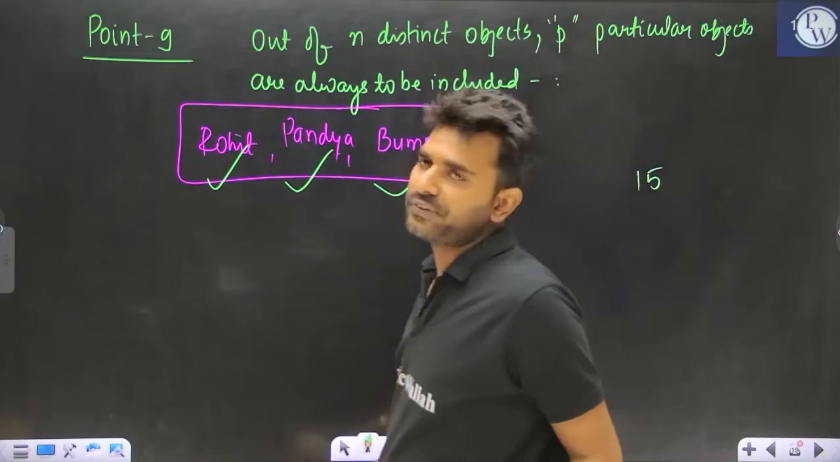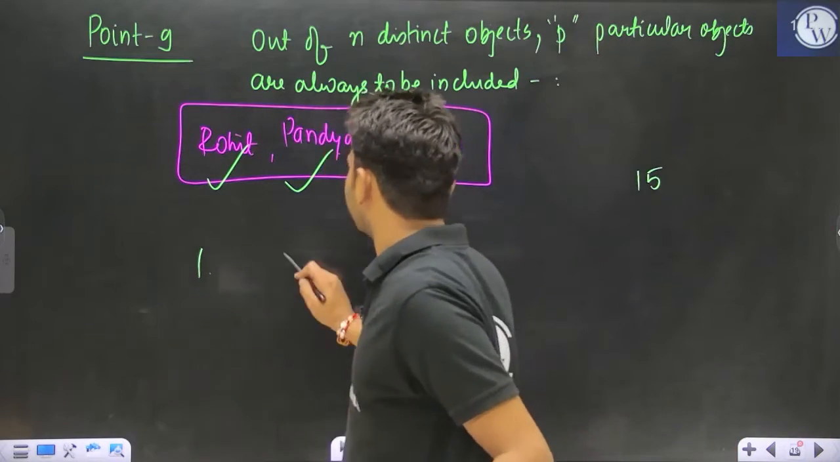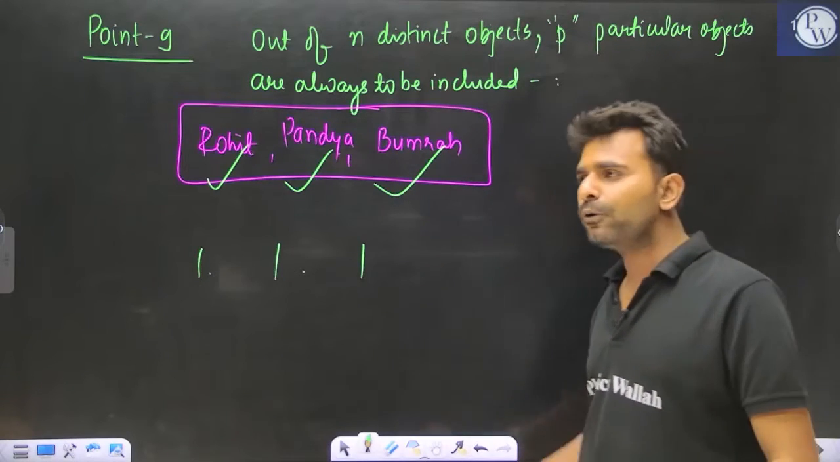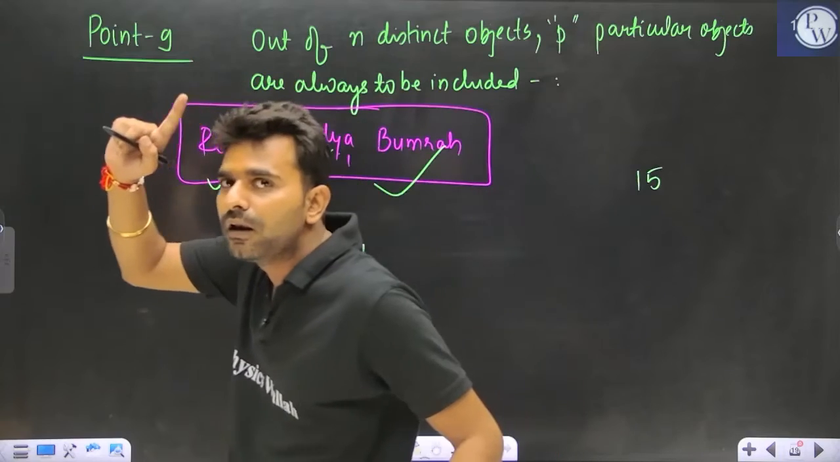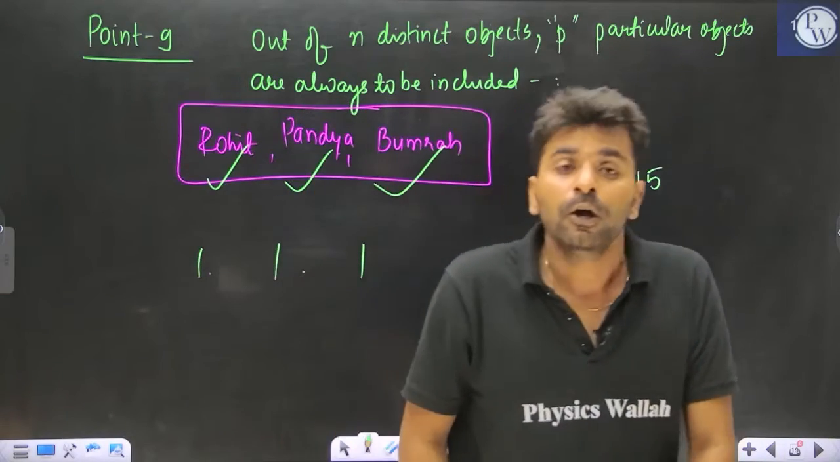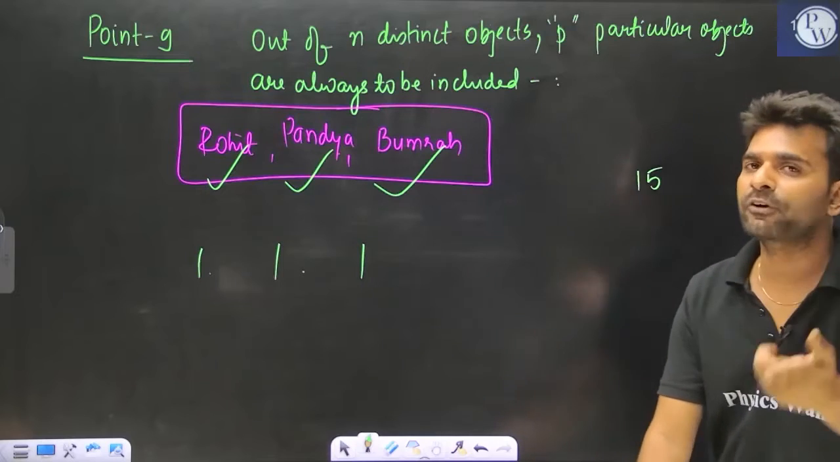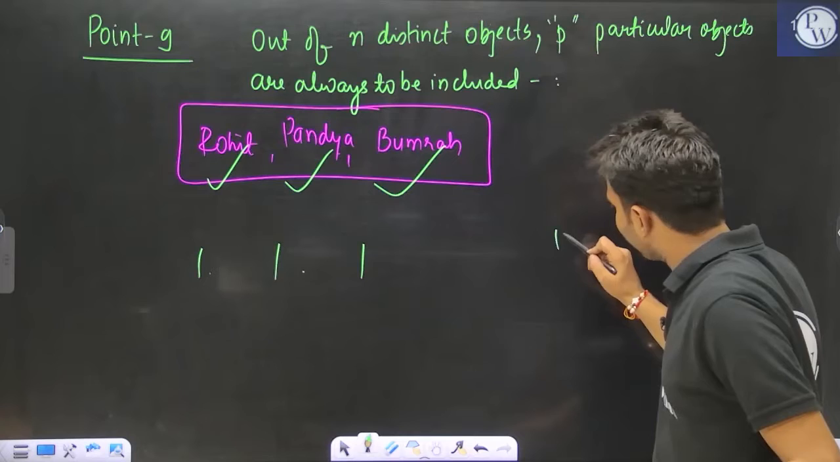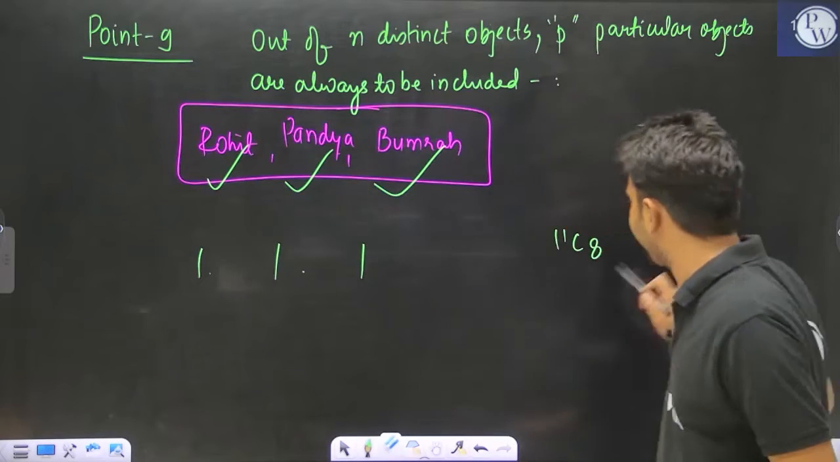So in how many ways can we select Rohit? One way. In how many ways can we select Pandya? One way. In how many ways can we select Bumrah? One way. Out of the remaining people, how many are remaining? 12. Yes or no? How many more people do we have to select for our playing 11? 8. So in how many ways can I do that? 12C8. Yes or no, everyone?